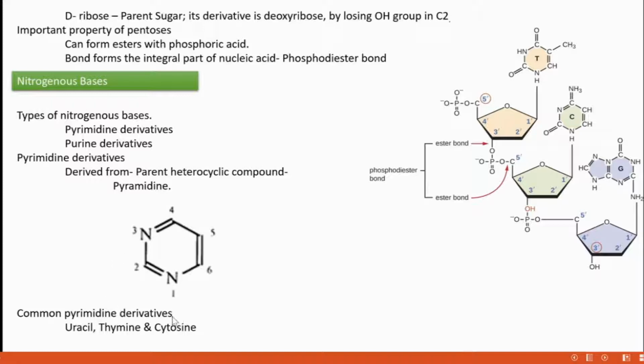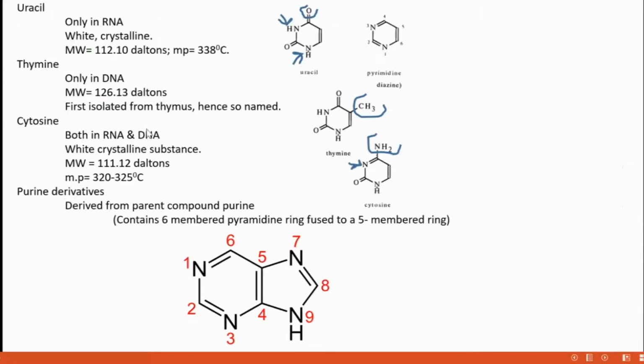Common pyrimidine derivatives are uracil, thymine, and cytosine. What about uracil? They are found only in RNA. They are white crystalline. Its molecular weight is 112.10 Daltons. Its melting point is 338 degrees Celsius. Look here in the picture.